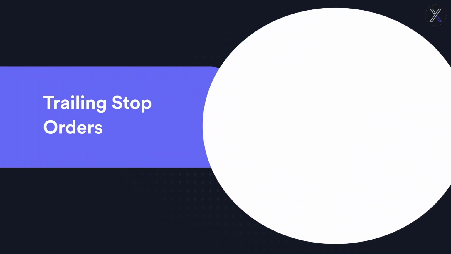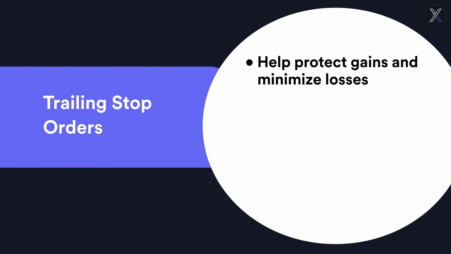Trailing stop orders allow traders to protect gains by enabling a position to remain open and continue to profit as long as the price is moving in their favor. The trailing stop does not move back in the other direction and will close the position if the market moves adversely against you, thus minimizing your losses.